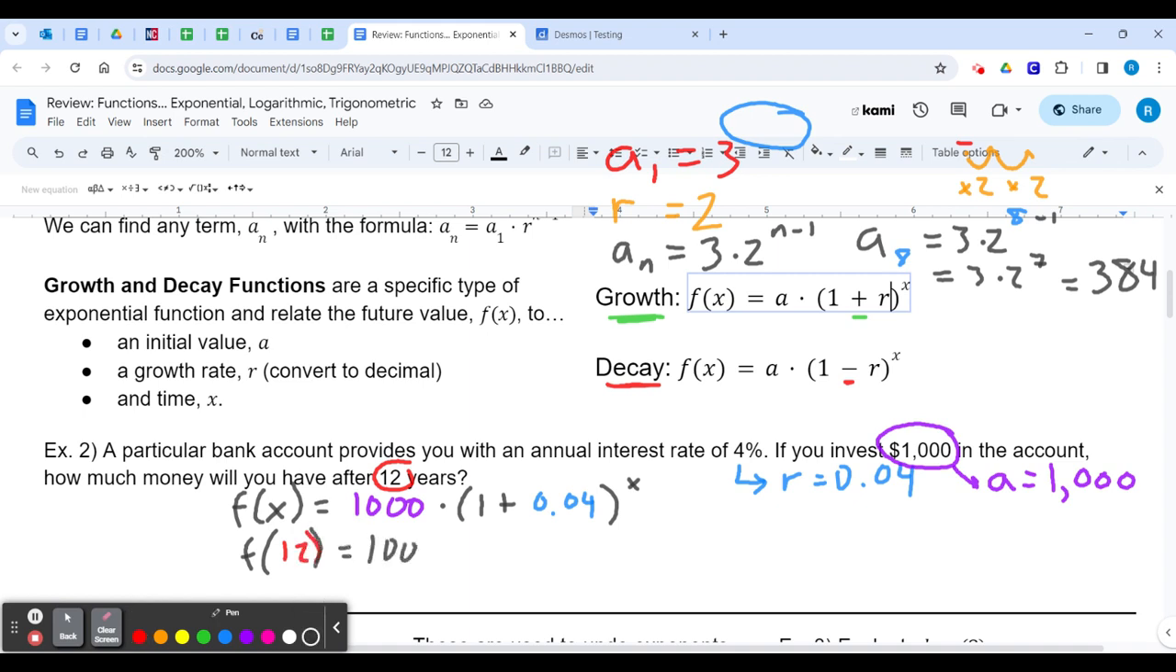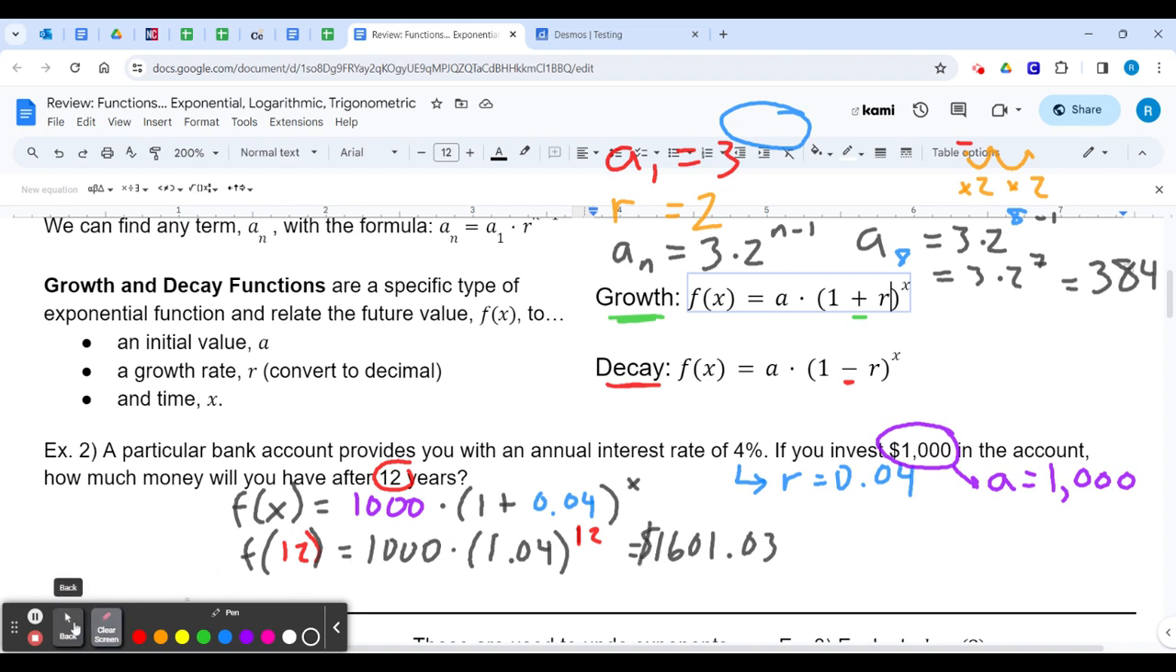So 1,000 times, I'm going to simplify this in my formula here, 1.04 to the 12th power. And we can come up with an answer here if we plug that in our calculator, 1,000 times 1.04 to the 12th power. That should get us 1601.03, and that is in dollars because we're dealing with money here.